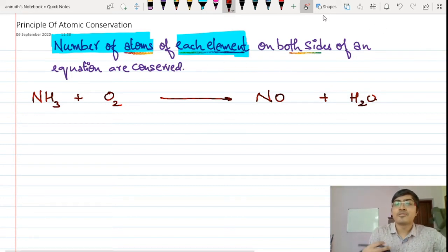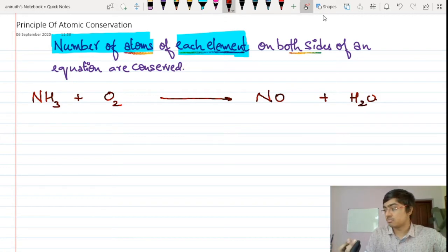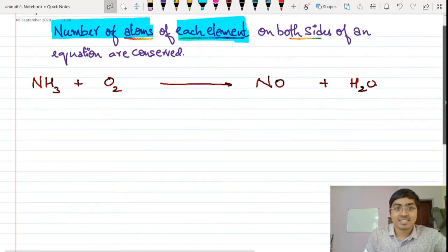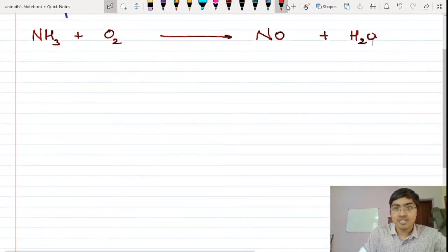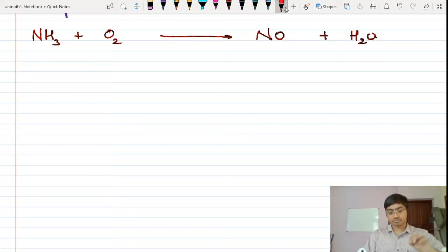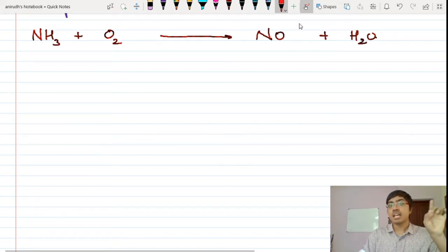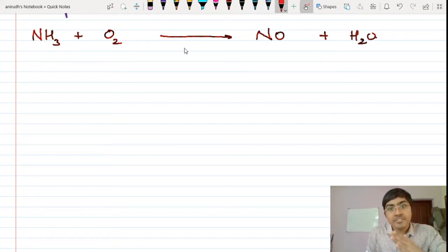Just because you don't have a good grip on the hit and trial method, or you are not getting the answer with it, doesn't mean that you should lose half the marks. Let's try to get maximum marks as possible in any exam. It's fun to get more marks, isn't it? So let's balance this equation with the help of principle of atomic conservation. The first thing that you need to do to solve an equation with the principle of atomic conservation technique is to place coefficients for each of them.